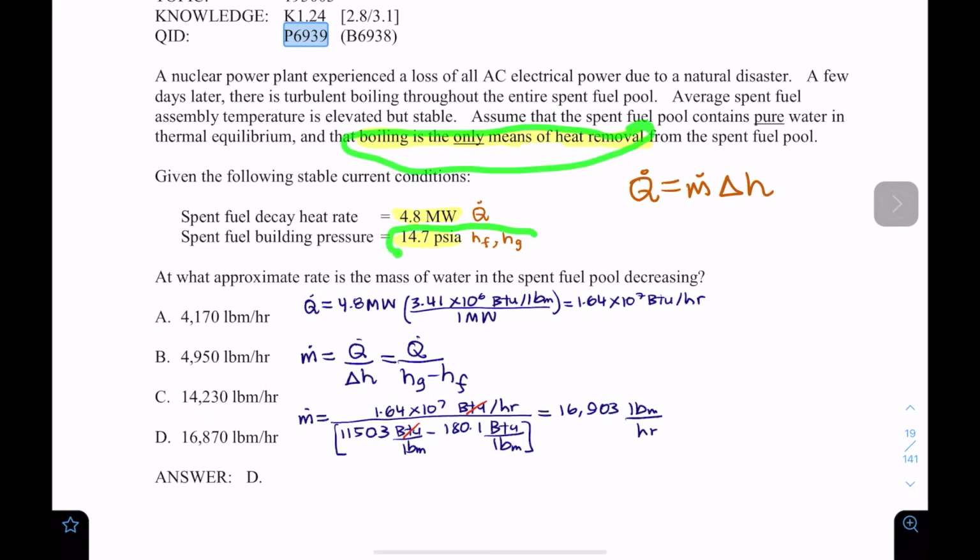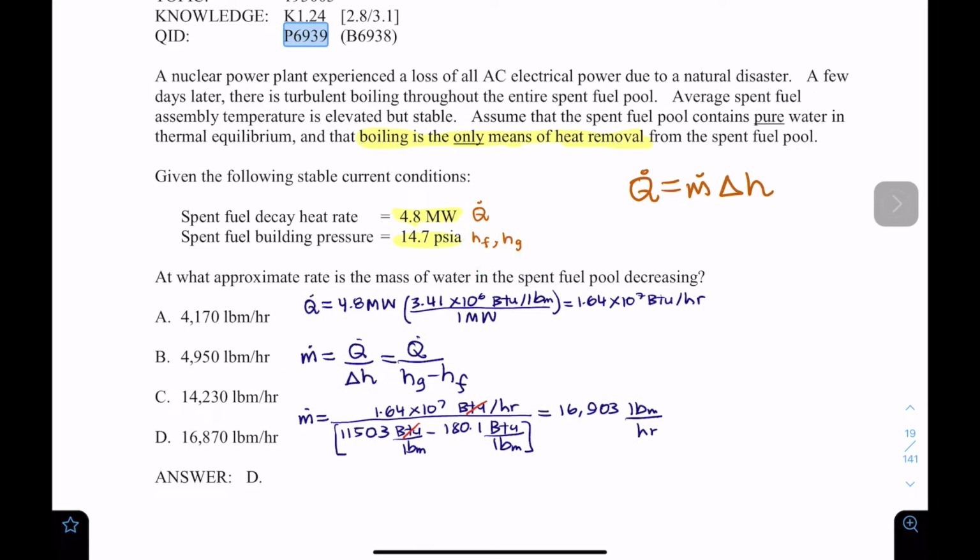that I need to do is go to my steam table and I can use this formula. I can use my enthalpy because I'm only given the pressure. So I can get the enthalpy for the liquid and the enthalpy for vapor, because it says boiling is the only means for heat removal. So I can gather both, right?